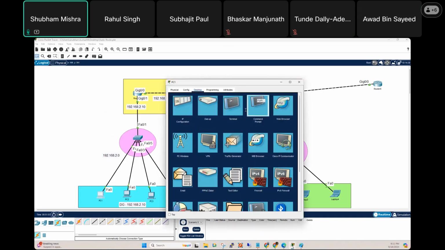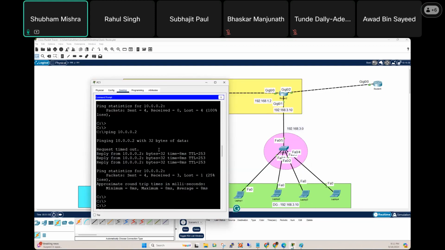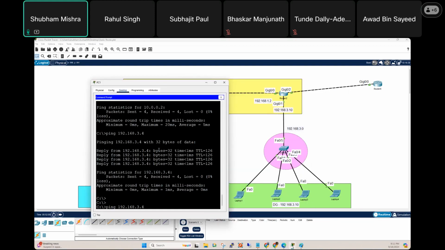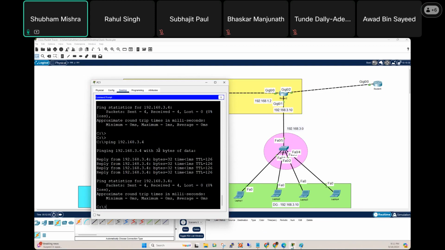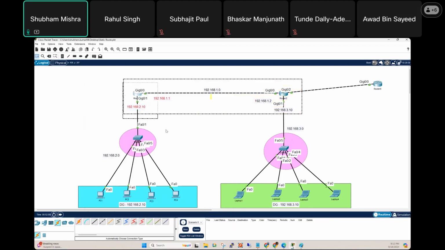Yes. Now come to the command prompt, and here I am writing ping 3.4. I am able to ping. Why? Because on this router, we already configured one backup route with a higher AD value. Yes or no? Yes.